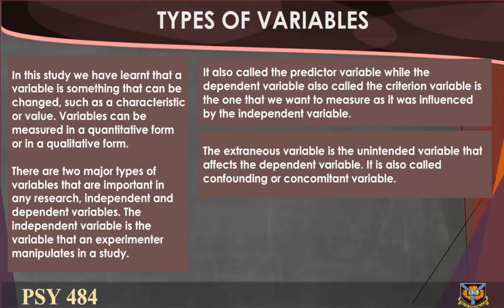It's also called the predictor variable, while the dependent variable, also called the criterion variable, is the one that we want to measure as it was influenced by the independent variable. The extraneous variable is the unintended variable that affects the dependent variable. It is also called confounding or concomitant variable.